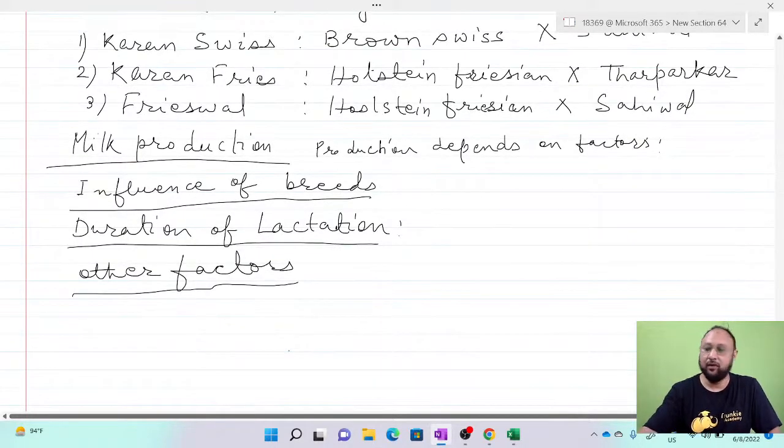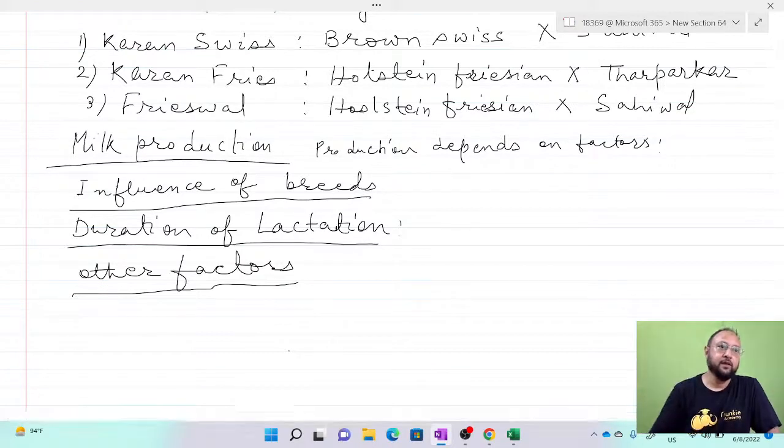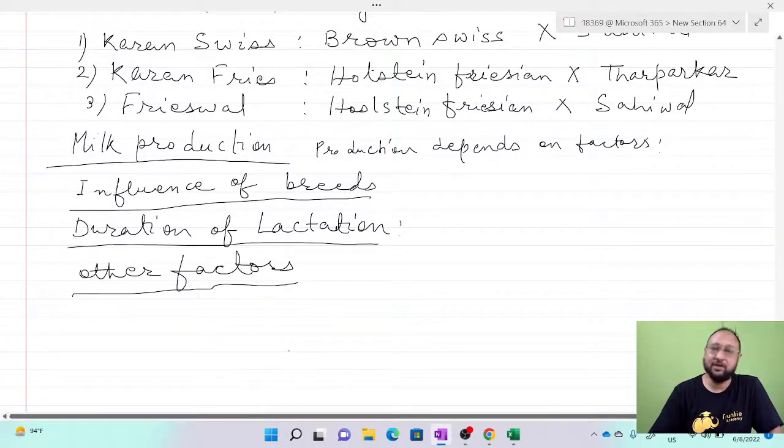Now we come to another part, that is methods of breeding these animals. Natural method is there. So, the breeding method.